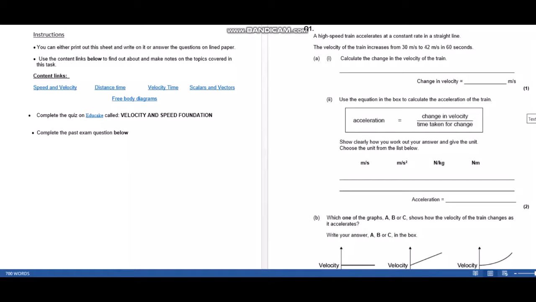So if it starts at 30 and finishes at 42, we need to find the difference between those two numbers. So what you need to do is take away 30 from 42. So 42 minus 30 gives us an answer of 12 meters per second. So the final answer is going to be 12 meters per second.